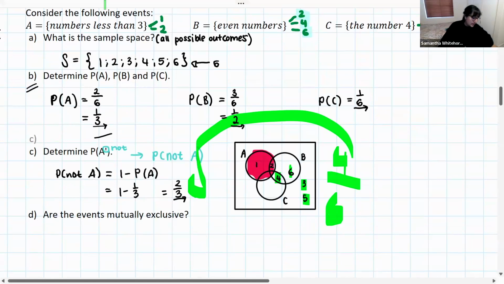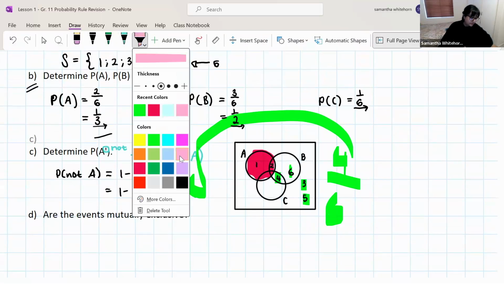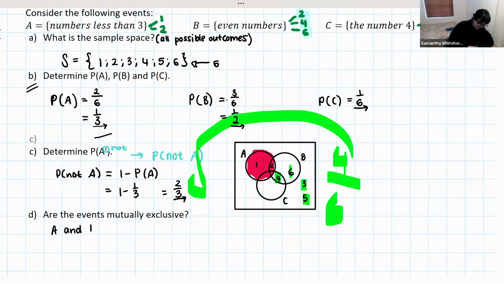Right, so question B says, are the events mutually exclusive? Now we need to be careful here because we've got 3 events. So we need to compare A and B. We need to compare A and C. And we need to compare B and C. And we want to say whether or not those events are mutually exclusive.